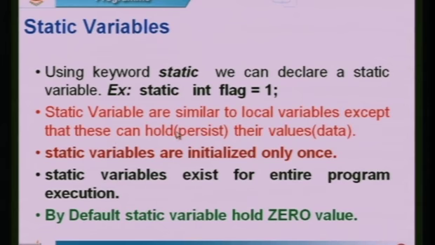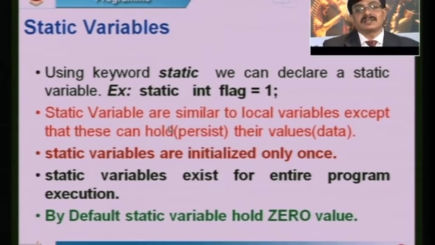Throughout the execution of the program, the static variables exist. Automatic variables die once we come out of a block, whereas static variables do not. They persist throughout the execution of the program. And one more feature of the static variable is that they are initialized only once.